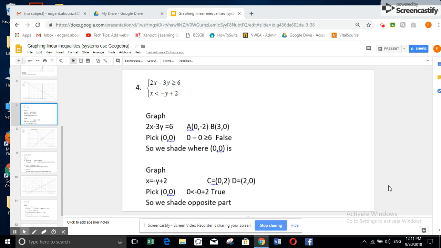Welcome to part 2 of graphing linear inequalities. In the second part, we're going to talk about graphing more than one linear inequality. It's a system of inequalities. It can be two or more. So let us take an example.